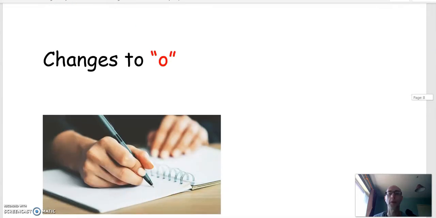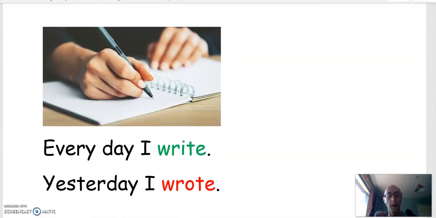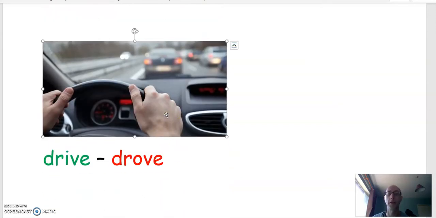We have some other verbs that change to O in the middle. For example, every day I write. Yesterday I wrote. Write changes to wrote. Again, you can see the O here. Every day I drive. Yesterday I drove. Again, the green is the present. The red is the past.